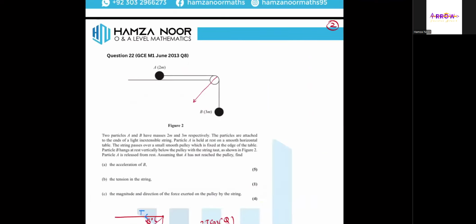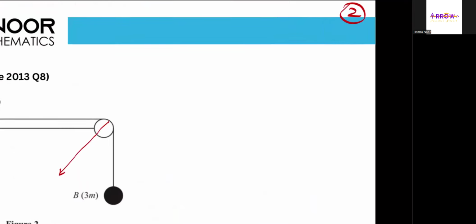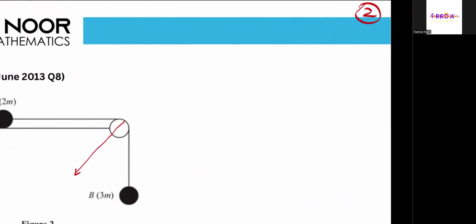And as I said earlier, this particular method, 2 multiplied by T multiplied by cos theta over 2, where theta is the angle between the two tensions, is applicable to all cases of pulley. So I'll just give a brief illustration for this over here as well. For the purpose of this video, let's say you have a pulley on an inclined plane. On the edge of an inclined plane, you have a pulley and one particle is over here, and one particle is hanging like this.